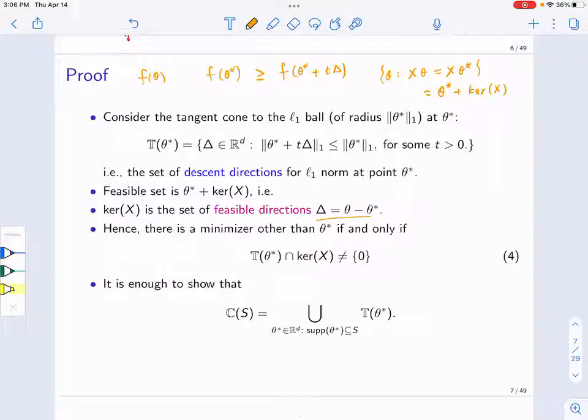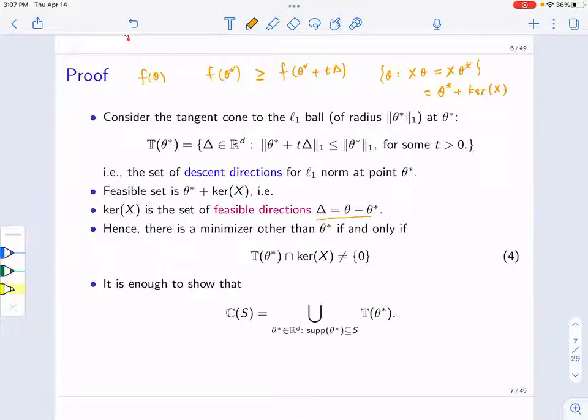So I'm going to focus on these feasible directions, and what I want is that none of these feasible directions is a descent direction. That's sort of equivalent to recovery, right? So if there is a feasible direction that is in this cone, I can find t such that I can move in this direction, and the result is as good as this. So there's going to be at least another solution.